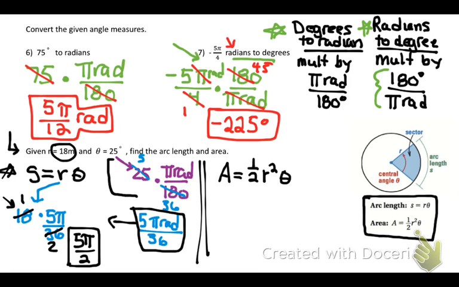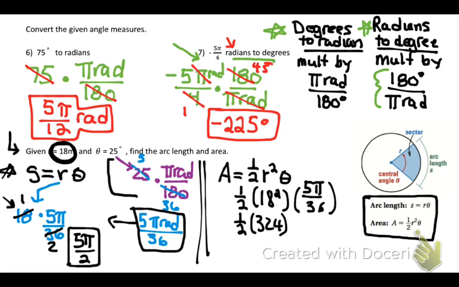Now let's look at area. So for area, we have 1/2, and we have 18 squared, and that's from over here, given. We have our 5 pi over 36. 1/2 and 18 squared is 324. And we still have our 5 pi over 36. And then when we multiply, we get 162 times 5 pi over 36.